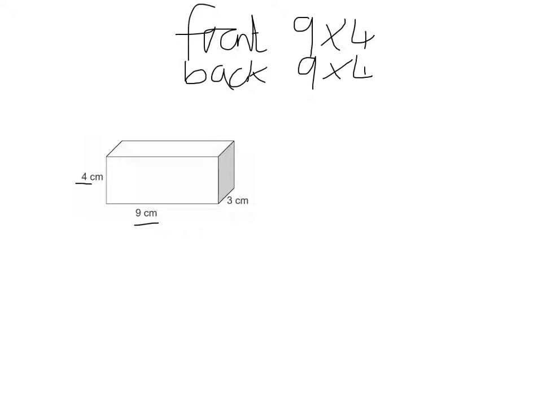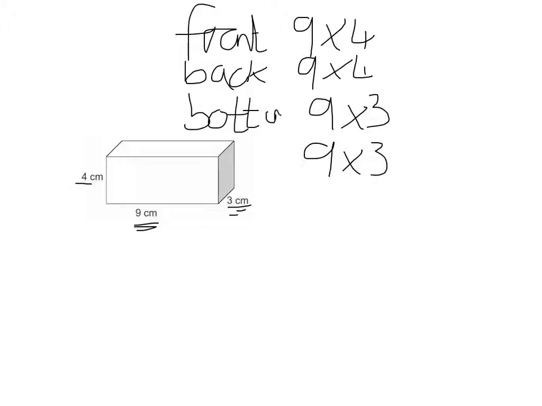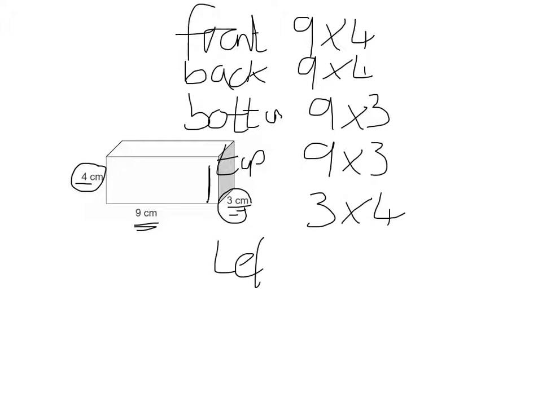The bottom rectangle will be 9 times 3. And the top will be the same. So we've got front, back, bottom and top. Then we need to do our left and our right. So the grey one on the right we can see would be 3 times the 4. And the left one will be the same. So that was the right. And now find the answer.